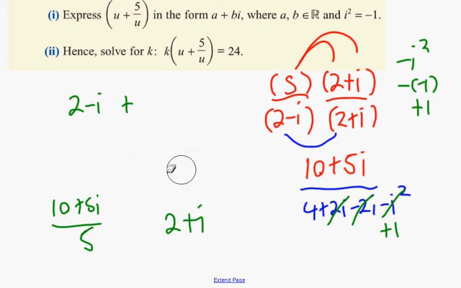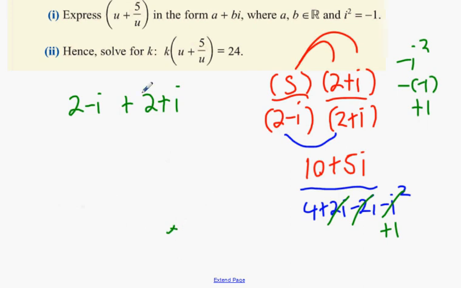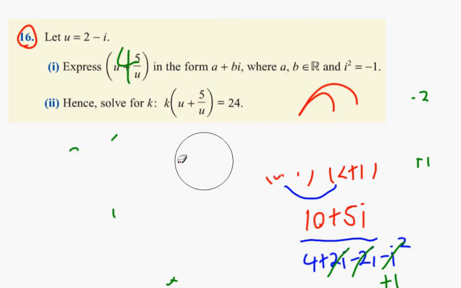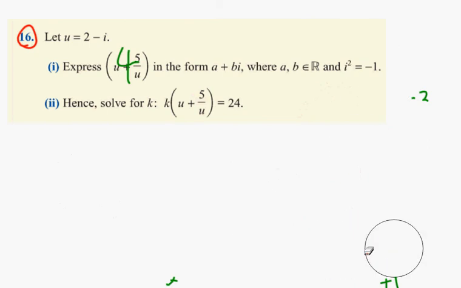Rid of that. And 2 plus i. Add them together and what happens? 4. So the answer for this is 4. This whole thing is just the number 4. Makes it a lot easier, doesn't it? Now, what does it mean for the second part then, Paddy? Sub the 4 in for u plus 5 over u. Yes?